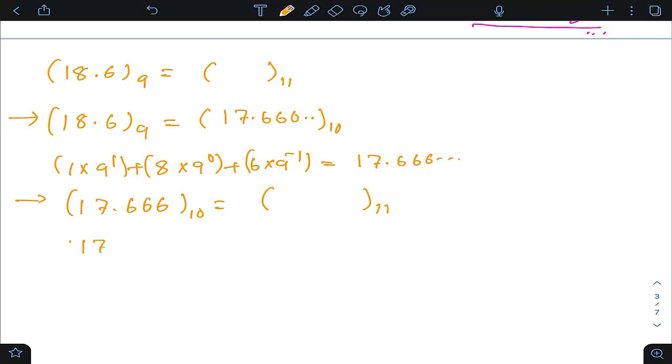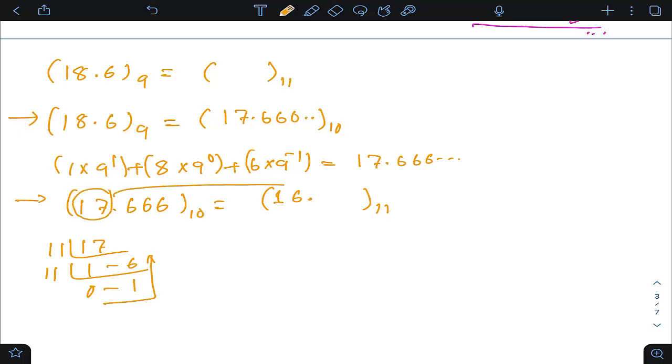So 17 the integer part. I'll be dividing this with 11. So it is 1 and this is 6. And again, if you do with 11, then this is 0 and this is your 1. So I'll be giving the answer from bottom to top. So it is 1, 6. So 17 in base 10 is equivalent to 1, 6 in base 11.